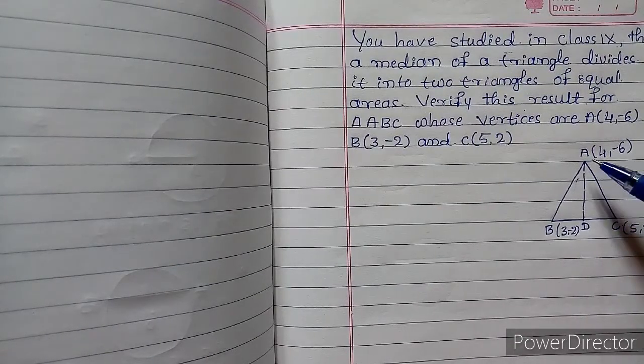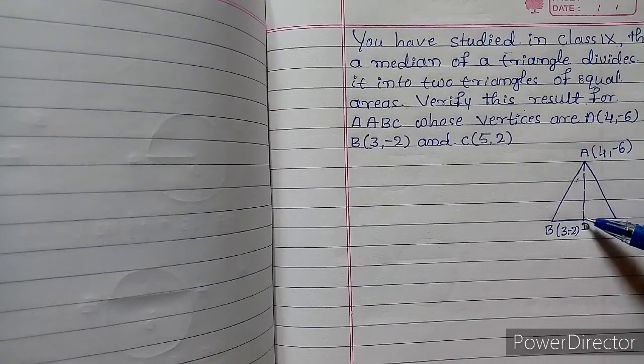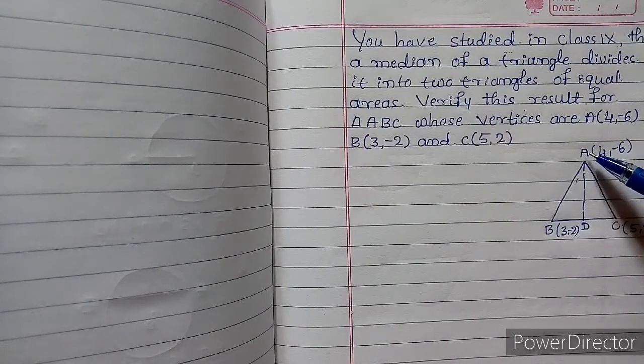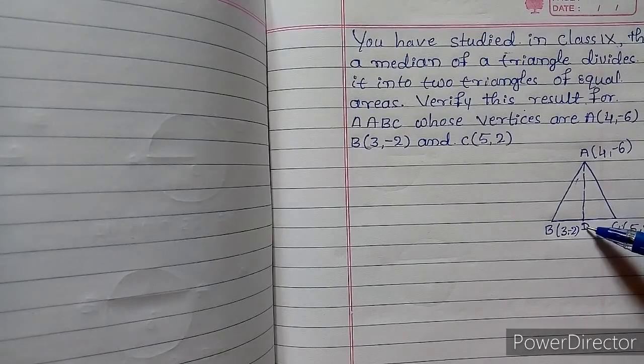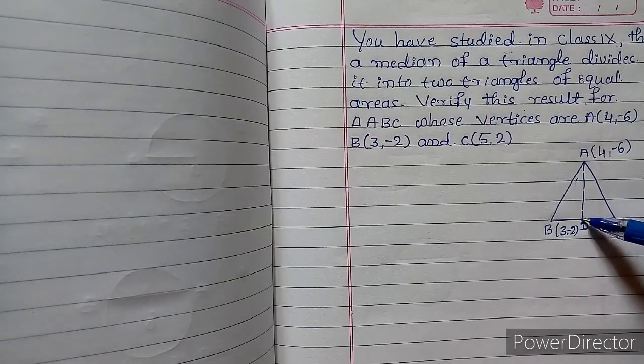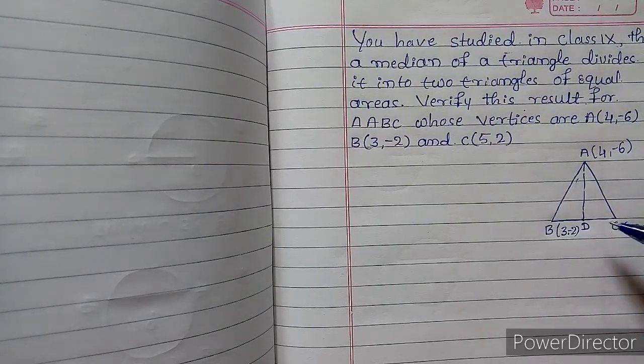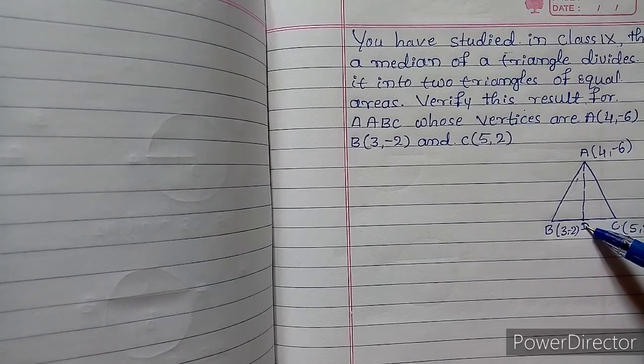To find the area of triangle ADB and the area of triangle ADC, we don't know the coordinates of the point D. First we have to find the coordinates of the point D. Afterwards we have to calculate the area of triangle ADB and the area of triangle ADC. Now, how do we find the coordinates of the point D?